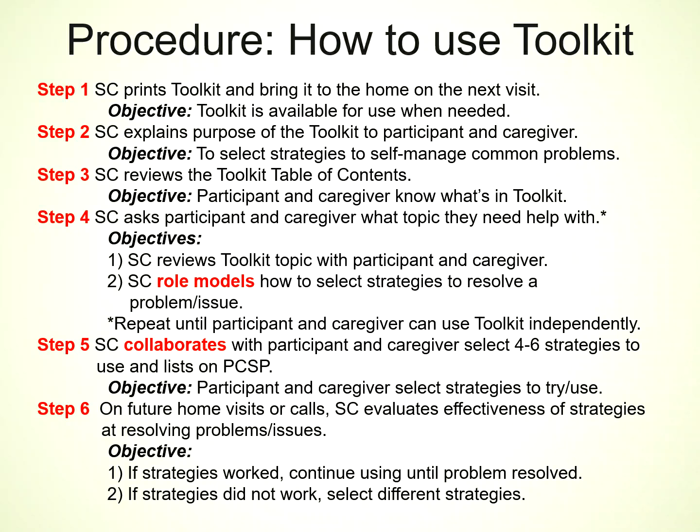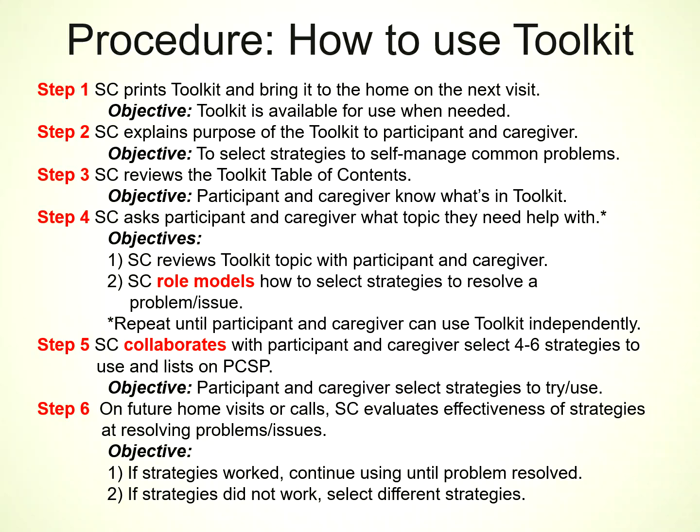And then in step 4, you ask the participant and caregiver what topic they need help with. You review the toolkit topic with the participant and role model how to select strategies to resolve a problem or issue. You repeat these 2 steps until the participant and caregiver can use the toolkit independently. And in step 5, the supports coordinator collaborates with the participant and caregiver to select 4 to 6 strategies to use and list them on the person-centered service plan. The participant and caregiver select the strategies to try and use.